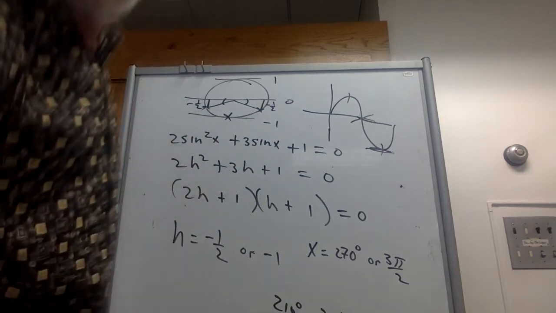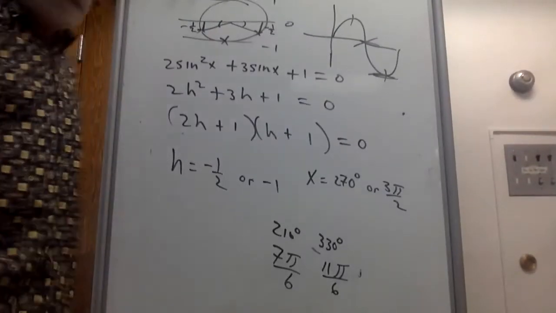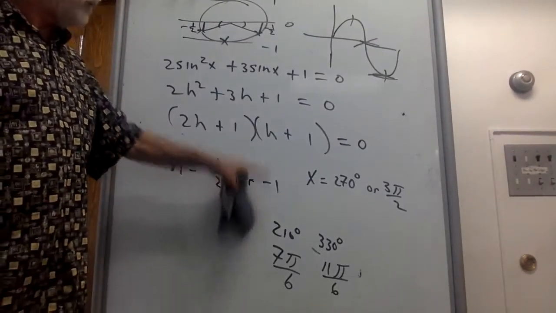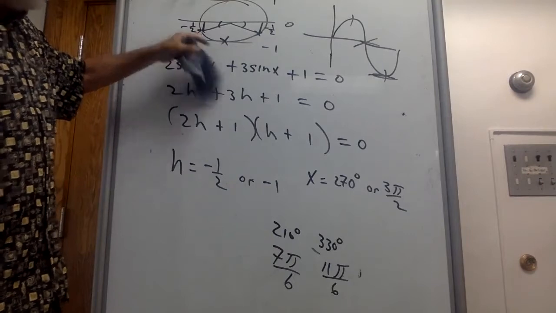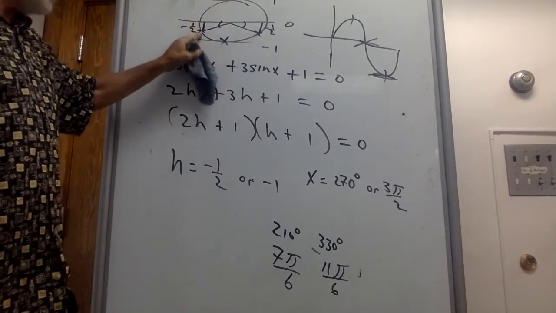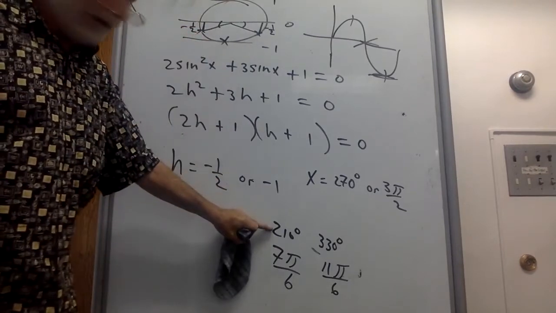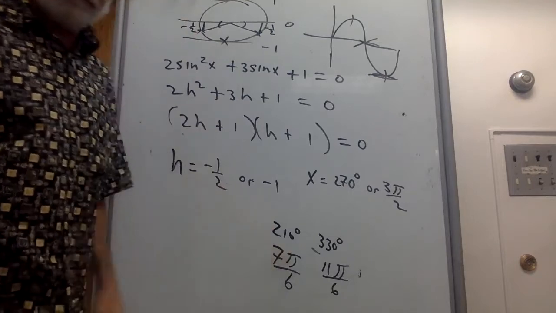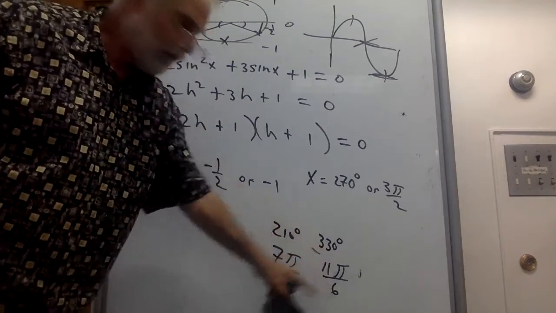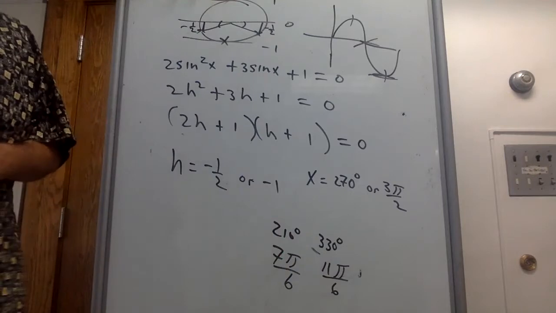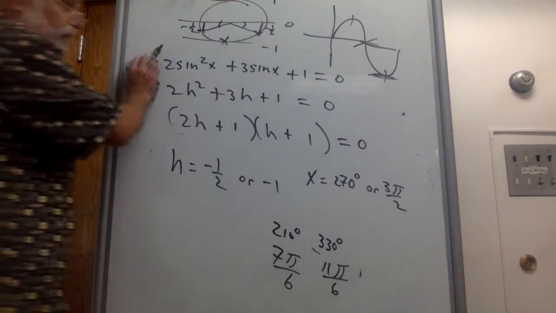I guess I got to put that down there, right? My fault. 210 degrees, right? It takes me to there. 180 takes me halfway around, going another 30 takes me to there. That's 7 chunks of 30. 330 is 11 chunks of 30. And we just solved 2 equations.